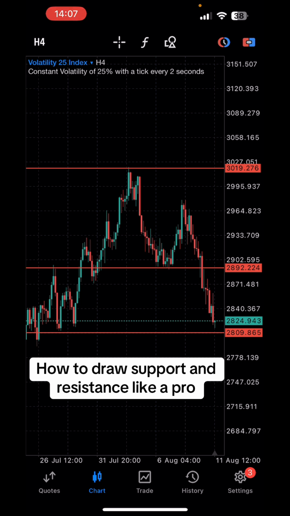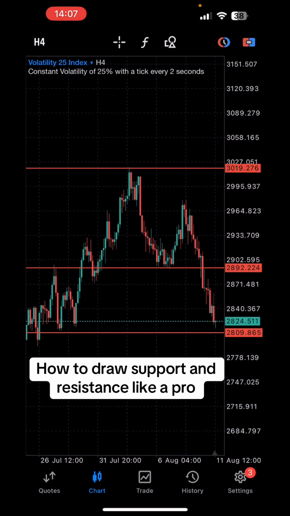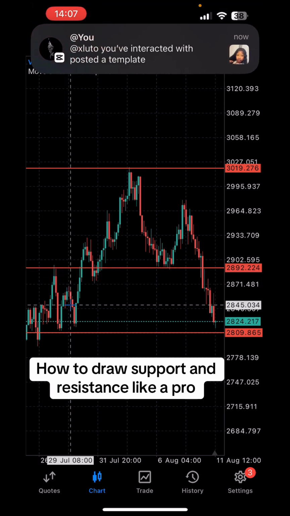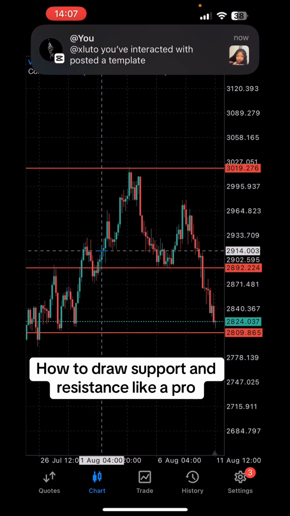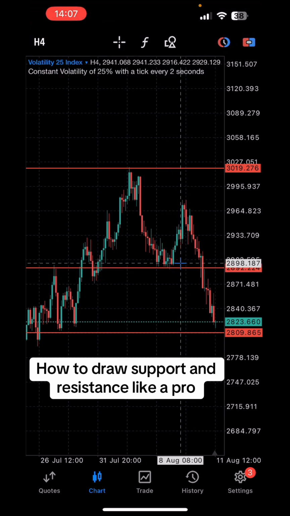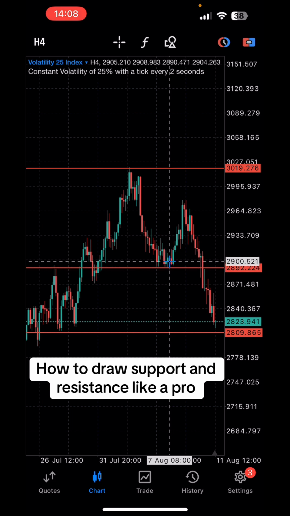Now support can also turn to resistance. What do I mean? If you look at this market here, there was a time it was the resistance here, but price broke out of that resistance, went up, and came back to test this place. That's when it came to test this place, it means that here has become a support. So support can turn to resistance, and resistance can also turn to support. So here is also another support and resistance level.